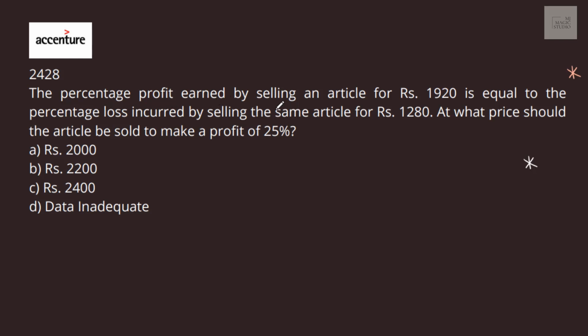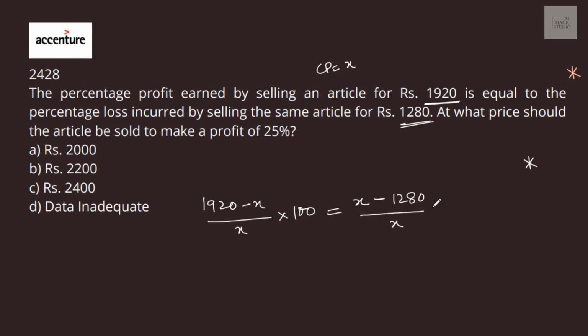The percentage profit earned by selling an article for 1920. Okay, so let CP be x, then (1920 minus x) by x into 100 is the profit percentage, which is equal to the percentage loss incurred by selling the same article for 1280. That means if you are selling at 1280, you are incurring a loss. In this case, the loss would be (x minus 1280) by x into 100. We know how to calculate profit percentage: SP minus CP by CP into 100, and loss percentage is CP minus SP by CP into 100, isn't it?